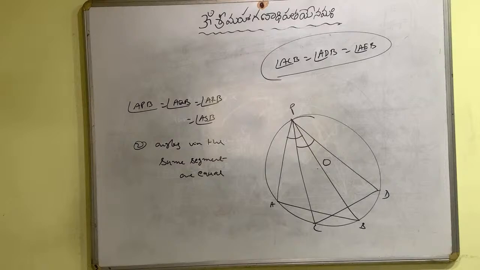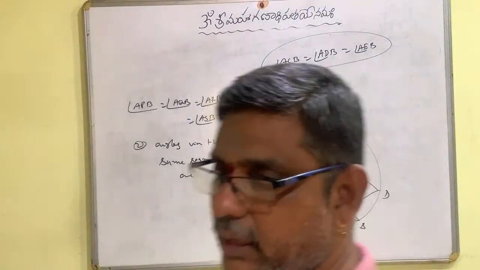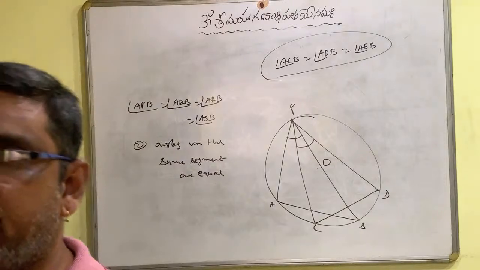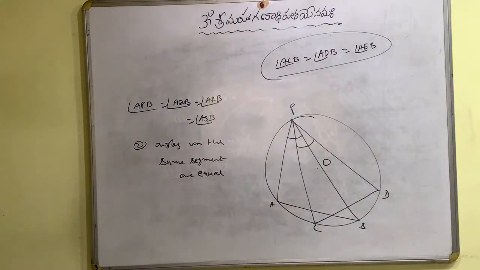I want a reason from your side. Why are they not equal? Why is angle APB not equal to angle CPD? Because they are not subtended by the same chord. Very good. They are subtended by different chords. APB is the angle subtended by chord AB, and CPD is the angle subtended by chord CD.